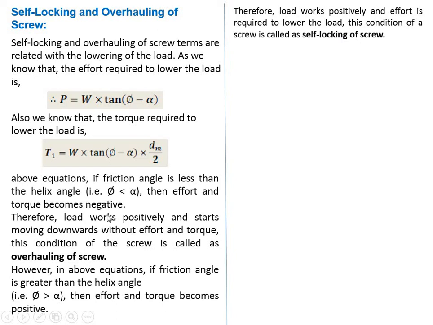In the earlier case, if it is negative, no effort or torque is required, but the T1 value will be positive. In that case, you require effort to lower the load, and that condition is called self-locking of the screw.